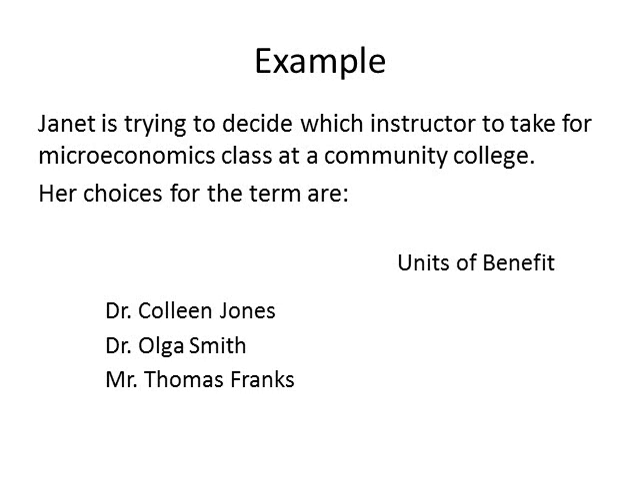If Janet can say that she gets 76 units of benefit from Dr. Jones, 56 units of benefit from Dr. Smith, and 25 units of benefit from Mr. Franks, then she is measuring benefit cardinally, because she's able to tell us exactly how much benefit she's gotten from each one of the instructors.